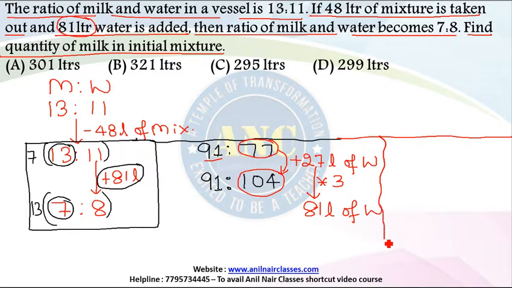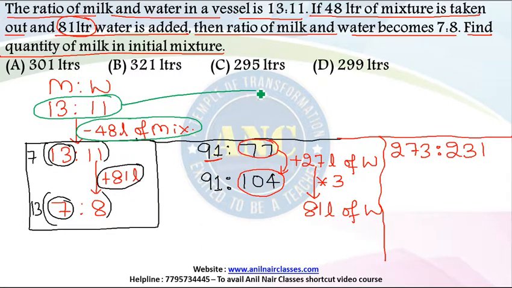At this point of time, the milk which was present is 91 into 3, which is 273, and 77 into 3 is nothing but how much, sir? 70 into 3 is 210, 7 into 3 is 21. It is 231. At this point of time, milk present is 273, water present is 231. Now again think logically: 48 liters of mixture was removed initially. In what ratio was it removed? It was removed in the ratio 13:11.